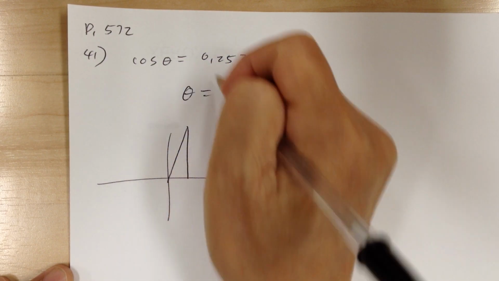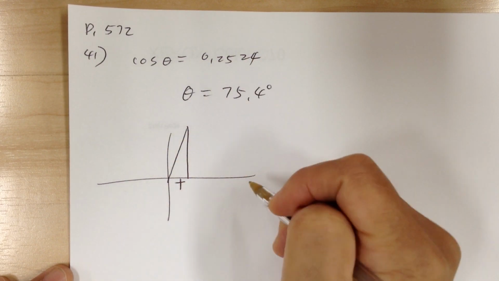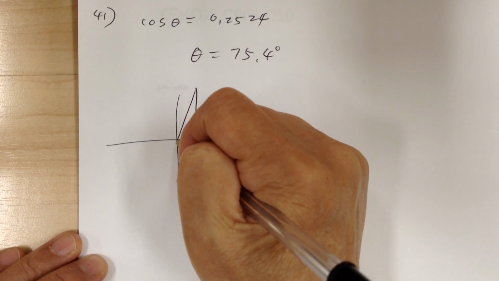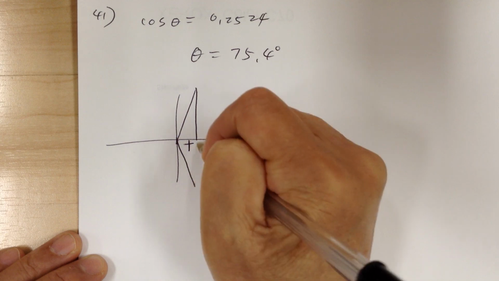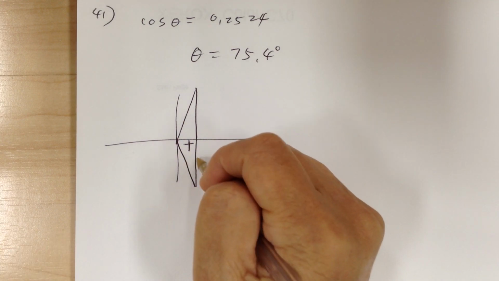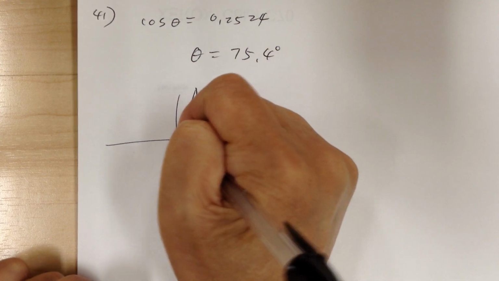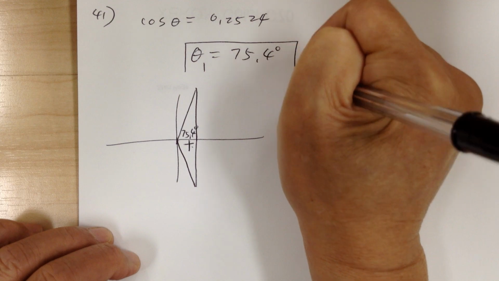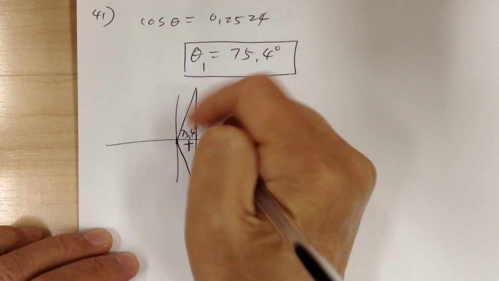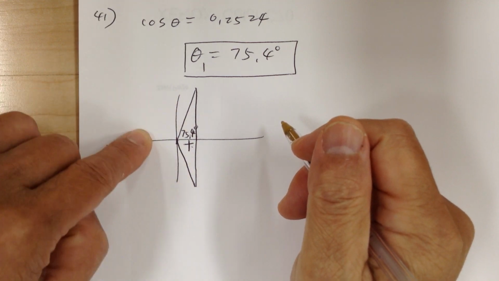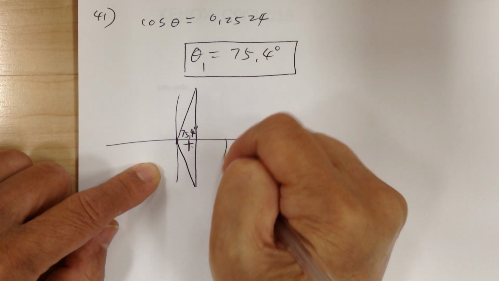If you draw your picture, 75 is right over here, and you're looking for cosine. Cosine in this case is positive. For cosine positive, that means you're going to be right over here. So this is 75.4 degrees, so this one checks, and this is your theta 1. Now to get this other angle, you don't know how much this is over here, so you have to go this way.